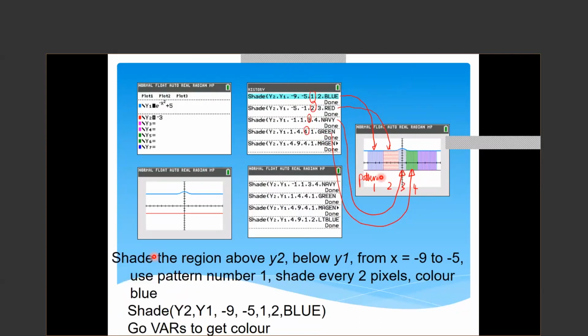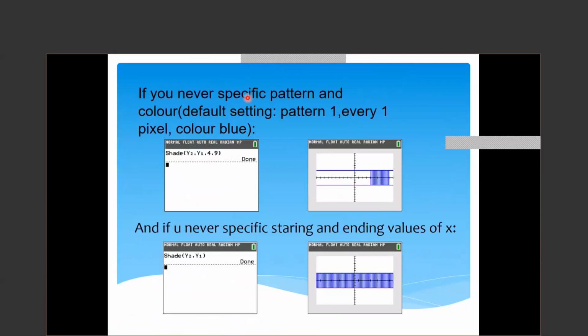So to repeat, this is pattern 1, pattern 2, pattern 3, and pattern 4, with different colors, as you can see. If you never specify the pattern and the color, then by default it will be pattern 1, every 1 pixel, and the color is blue. In this case, I do shading for X between 4 and 9. If I didn't even specify the domain of X that I want to shade, then by default it will shade everything in the window.